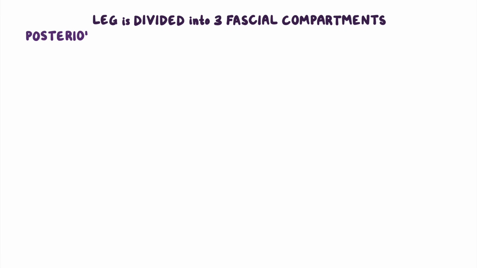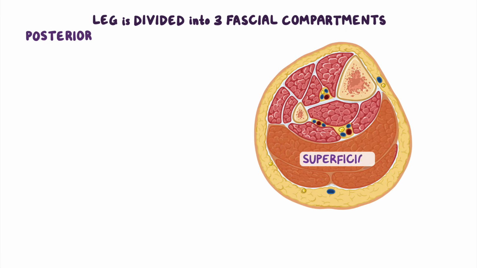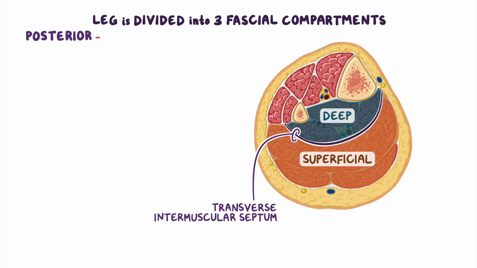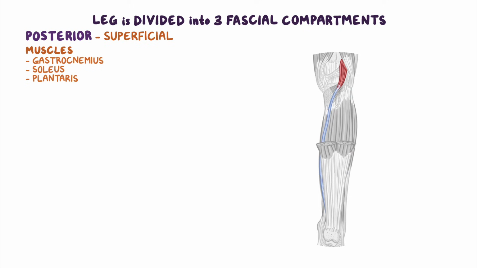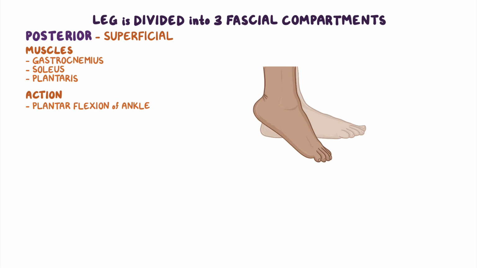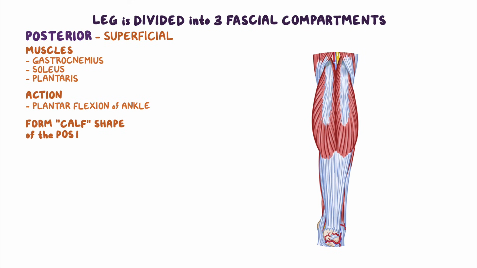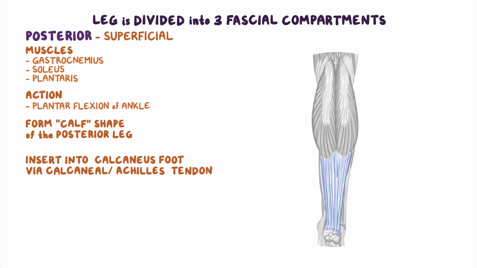The posterior compartment of the leg is divided into a superficial and deep subcompartment by the transverse intermuscular septum. The superficial muscles are the gastrocnemius, soleus, and plantaris. They all produce the action of plantar flexion at the ankle. These muscles also form the calf shape of the posterior leg, and they all insert into the calcaneus of the foot via the calcaneal or Achilles tendon.